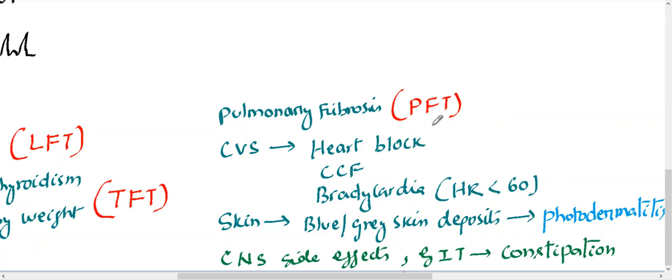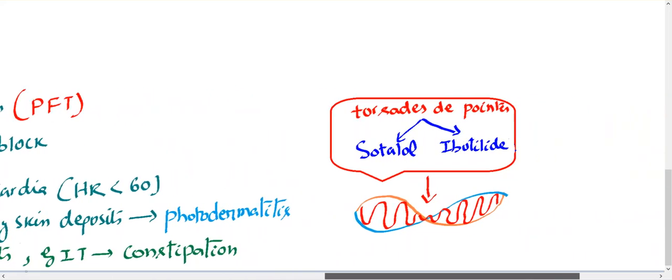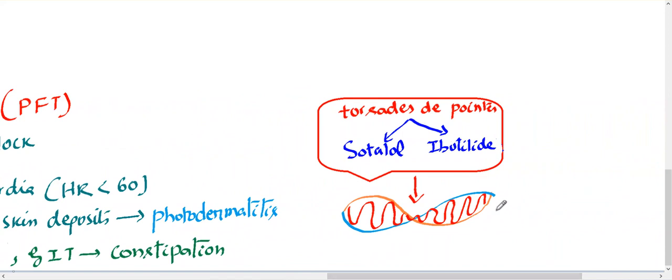The other side effects of amiodarone are on the heart: it can cause heart block, congestive cardiac failure and bradycardia. On the skin, it can cause blue-gray skin deposits, and that will lead to photodermatitis. It can also cause neurological side effects and constipation. The other class 3 antiarrhythmic drugs, that is sotalol and ibutilide, can cause torsades.